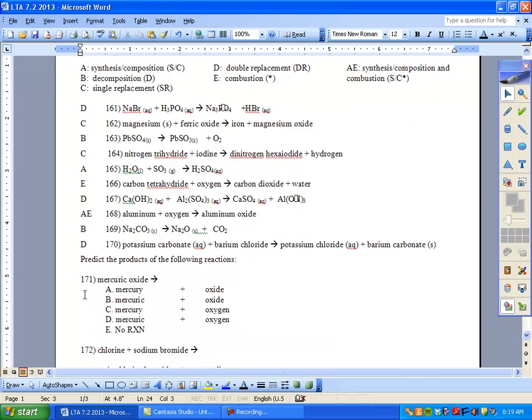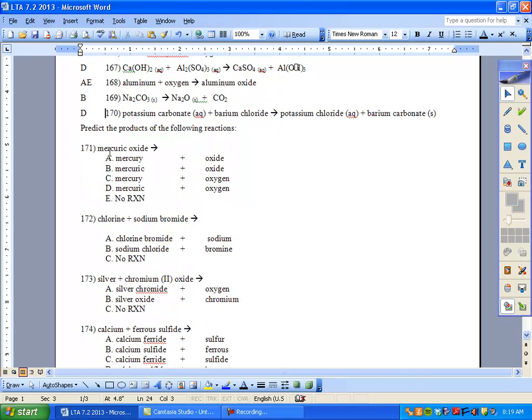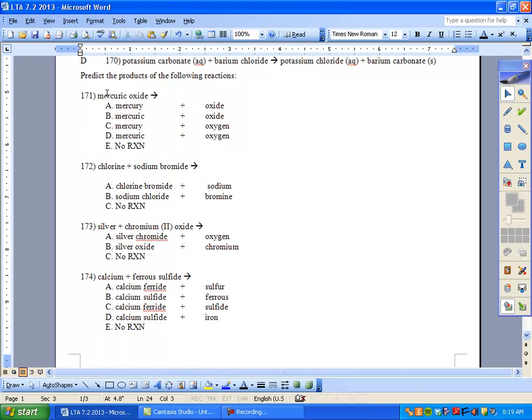In the next section, we have some predicting of products. Now, number 171, mercuric oxide, is the only reactant making this a decomposition. So you need to choose what it's decomposing into. And here are your choices. The correct choice is C. Mercuric is not appropriate because that indicates a charge, and mercury would just be an element. Same with oxygen. Oxygen is an element, so it wouldn't be oxide, it would just be oxygen.